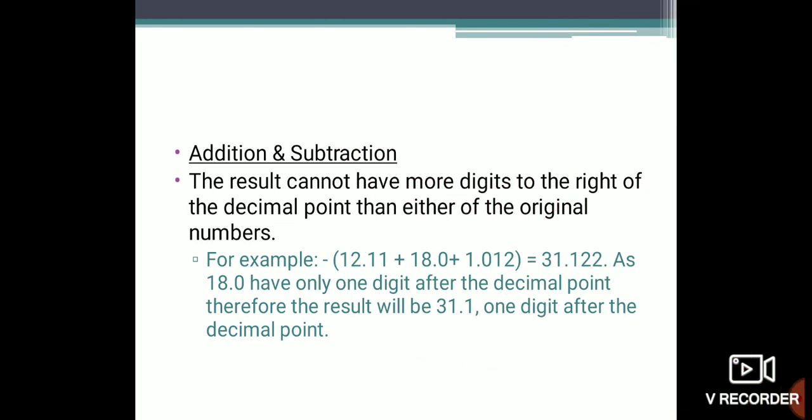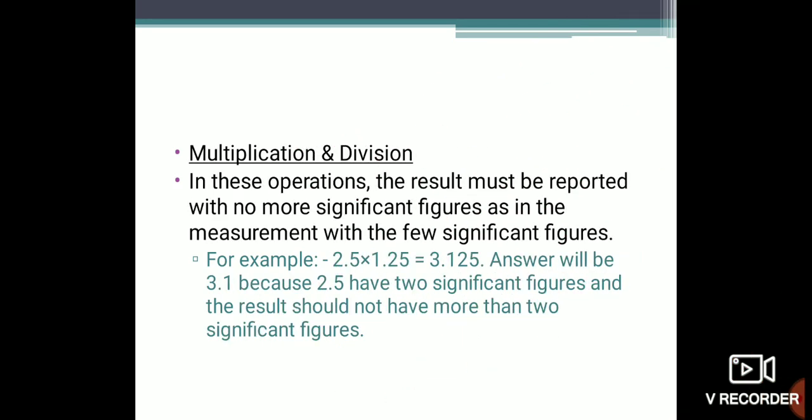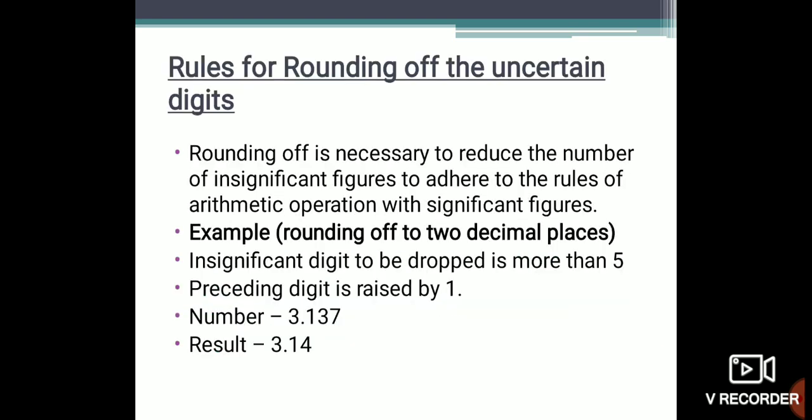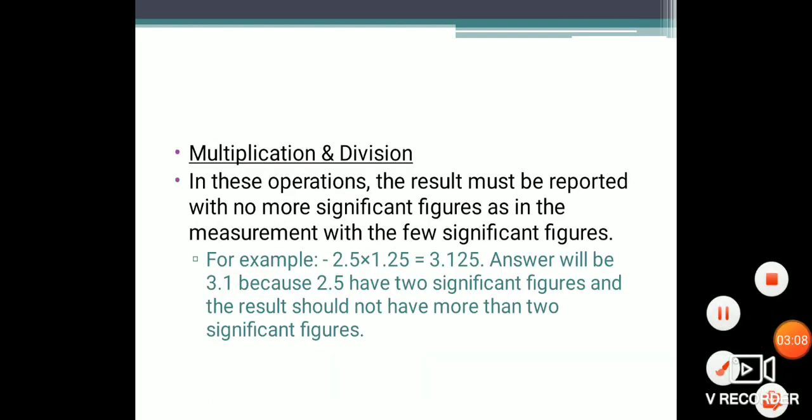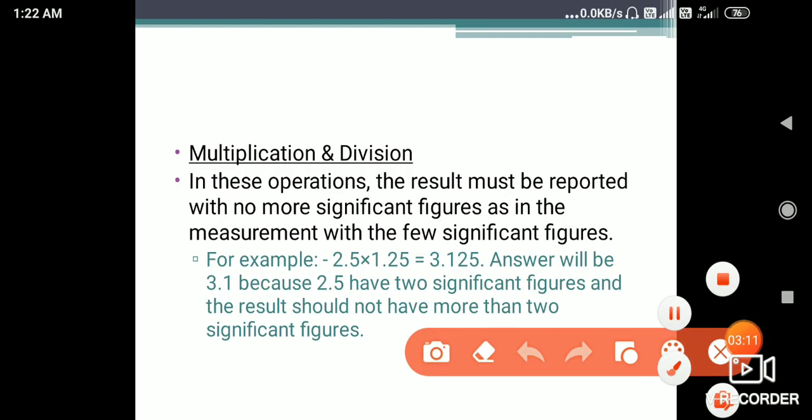Let us go with the next rule, for multiplication and division. In this, it is also just simple maths, you have to multiply. But again, there is a slight change in the rule to mention the result. Here you have to find out which of the numbers you are multiplying has the least significant figures, or the fewest significant figures. So if you see here, the numbers are 2.5 and 1.25.